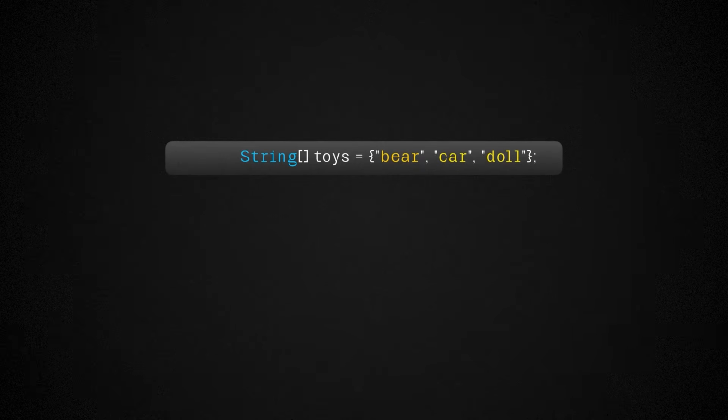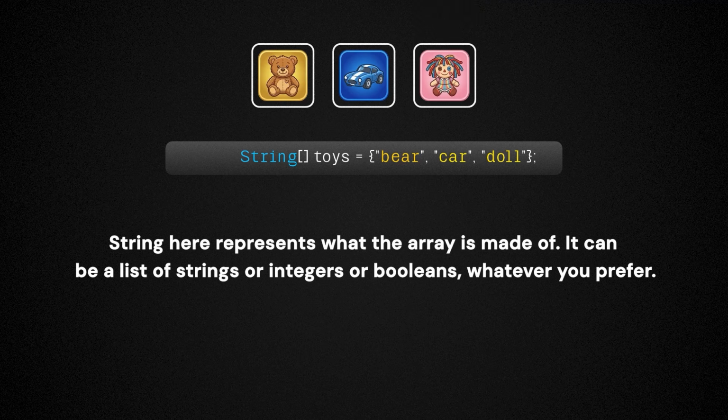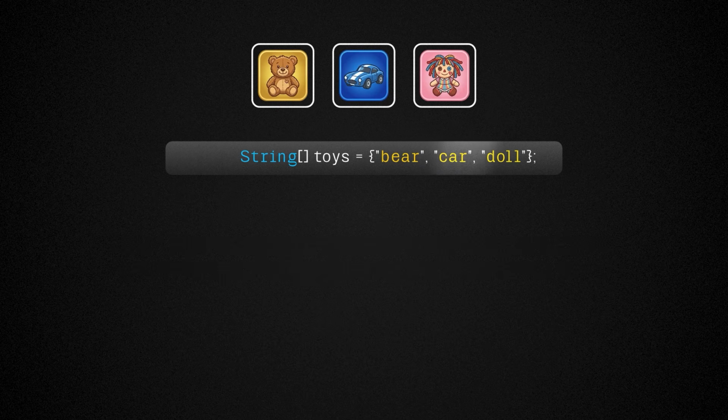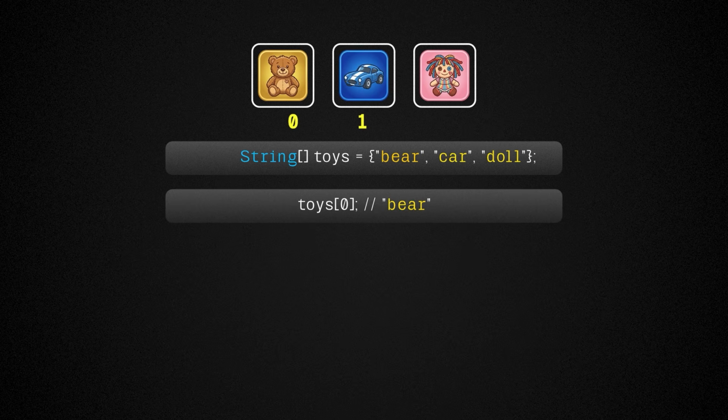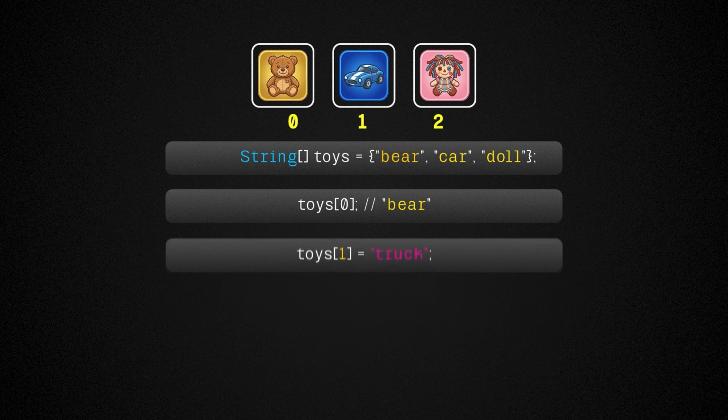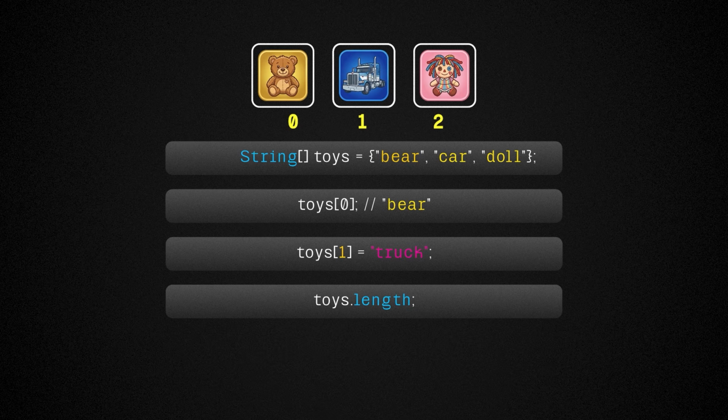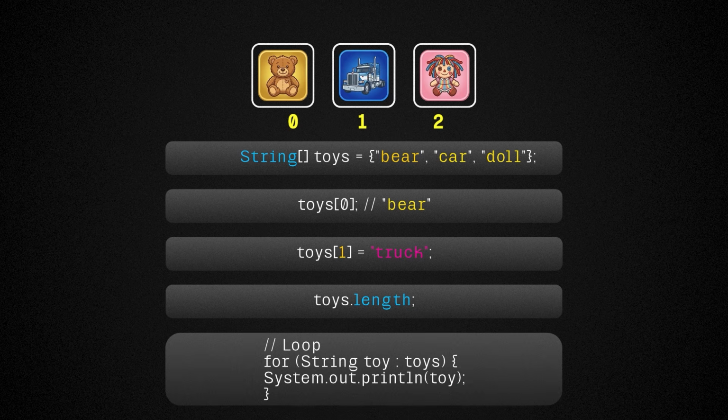Now that you understand it, here's your cheat sheet. In Java, you can create the array like this. String here represents what the array is made of. It can be a list of strings or integers or booleans, whatever you prefer. As you can see, this array is going to be of a fixed size 3. You will no longer be able to increase it after this. You can access the toy at index 0 by typing this. You can update the toy at index 1 by typing this. If you want to know the length of the array, this is what you use. And lastly, you can loop through all of the toys by using this.